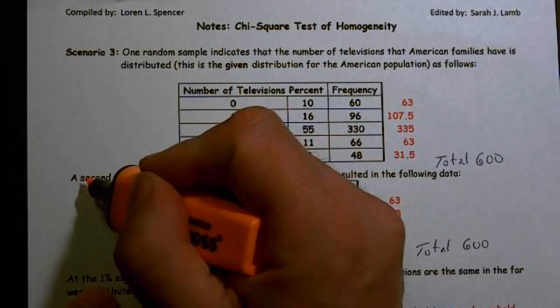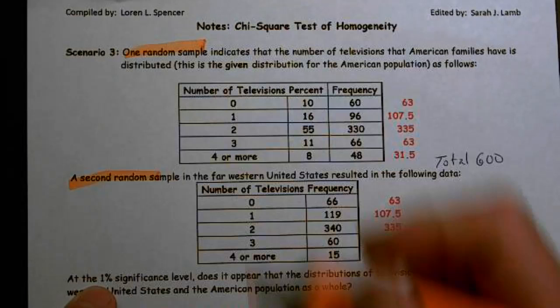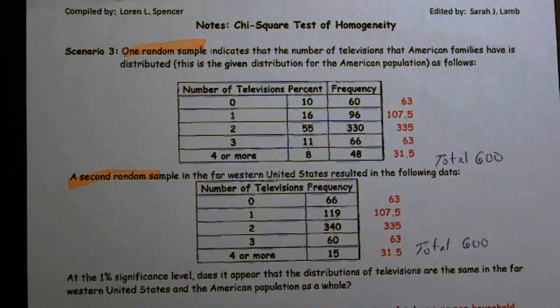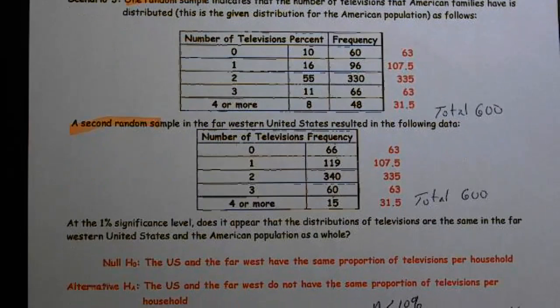A second random sample. Oh, I have two samples. All right. So if I have two samples and they're asking about a distribution, whether there's a relationship or an association, or whether the distribution is different, we must be talking about a chi-squared test of homogeneity. Because two samples is going to be homogeneity. One sample would be independence. So at the 1% significance level, does it appear that the distribution of televisions is the same in the far western United States as the population as a whole?